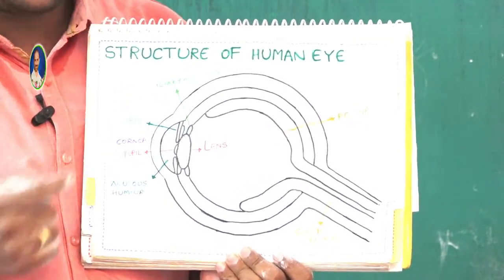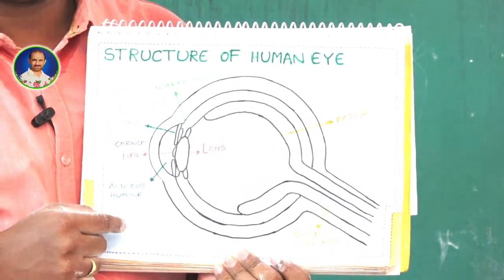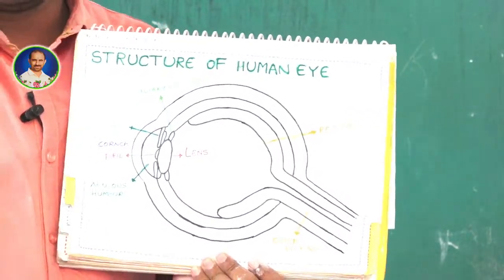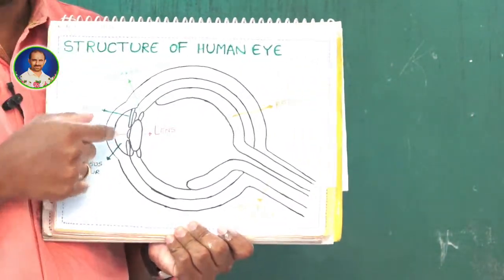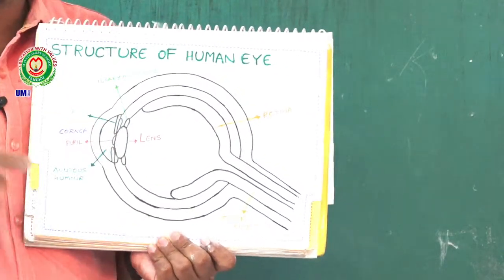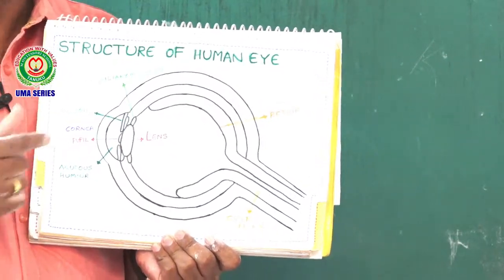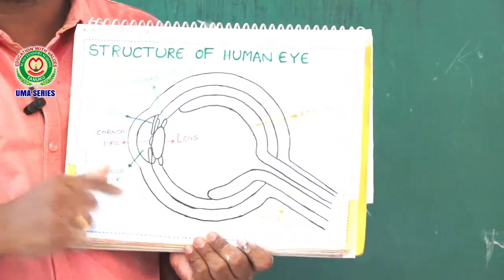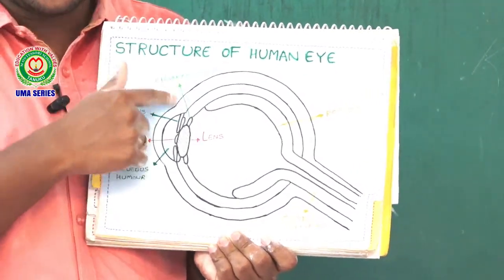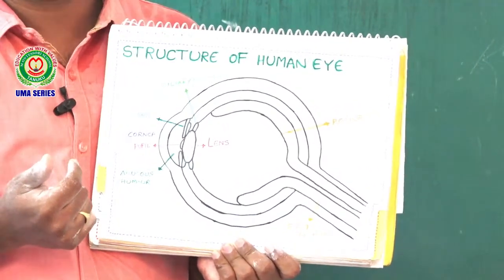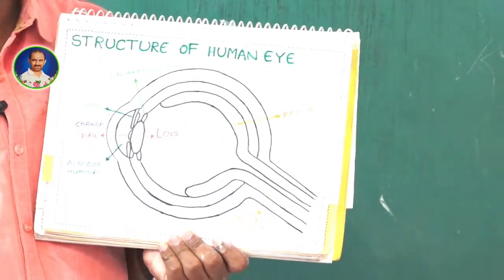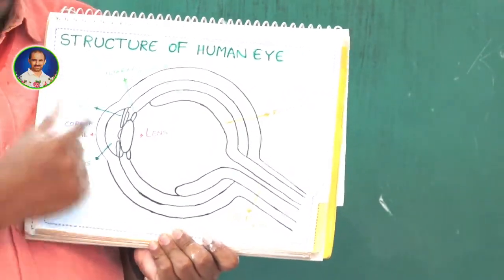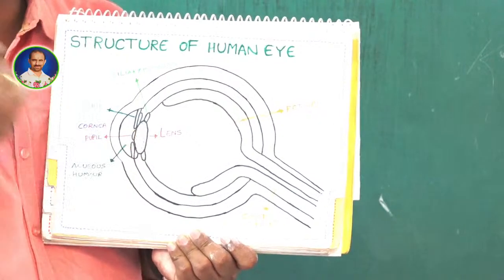Okay. Next we have ciliary muscles. What do the ciliary muscles do? We know that we have an eye lens, and this eye lens does not have a fixed focal length. The focal length of the biconvex lens can be varied by using ciliary muscles. The ciliary muscles adjust the focal length of the eye lens.